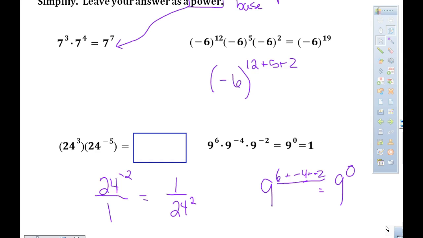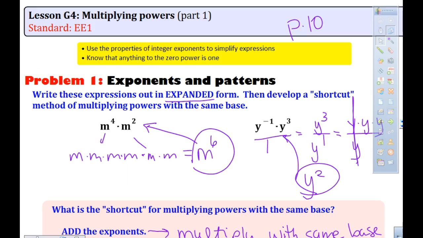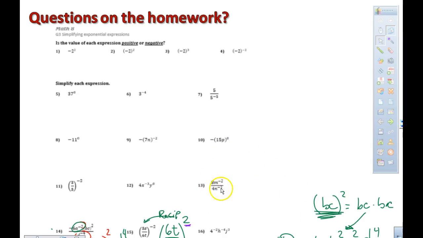Just like yesterday in the homework questions, I had a lot of people not sure how they were simplifying this one. 8 divided by 4 is 2. And then you are moving around the m and the n. But this is 8 over 4 is 2 over 1.